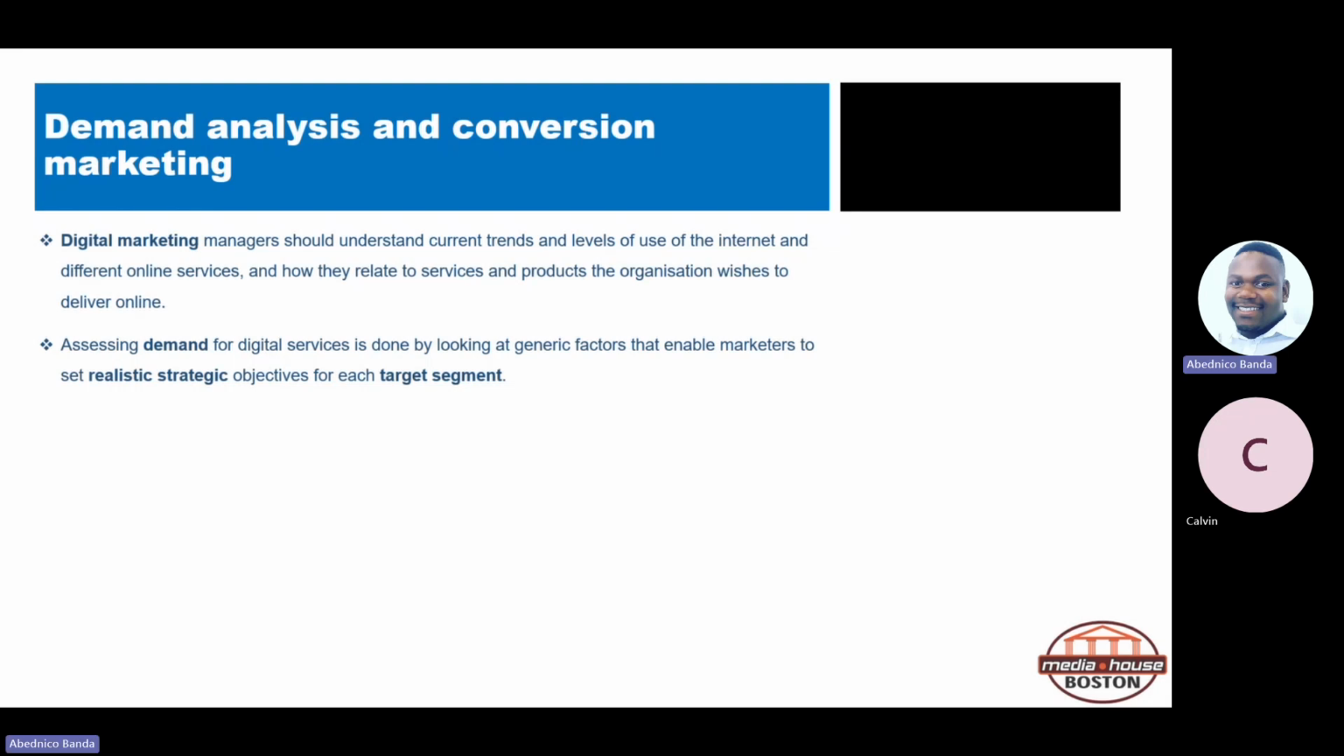So managers in the digital marketing field must understand the current trends and levels of the use of internet. How many hours people are spending online, for example, at what time of the day. This is always crucial so that you can understand how customers relate to services and products the organization wishes to deliver. You also need to assess demand for digital services by looking at generic factors that enable marketers to set realistic strategic objectives for each target segment.